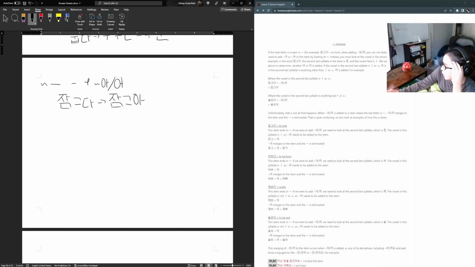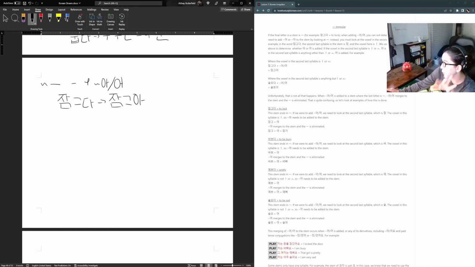Unfortunately, that is not all that happens. When a and o is added to a stem where the last letter is u, they merge, which means u is eliminated. So 잠그다, which turns into 잠구아, is going to turn into 잠가. So it doesn't merge, it just gets taken out. You know what I'm saying?